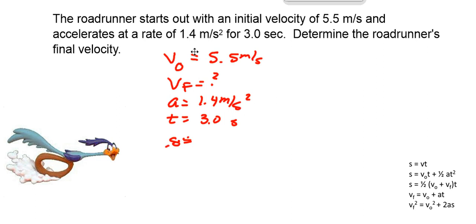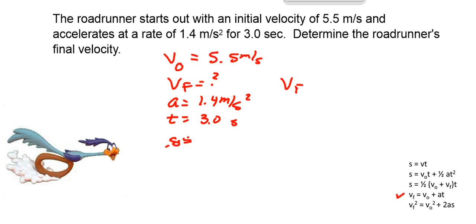So then we need to pick an equation that has v initial, v final, acceleration, and t. I look over to my list. It looks like the fourth one down. V final equals v initial plus at. Then I can just plug that into the equation then. My v final is what we're finding.